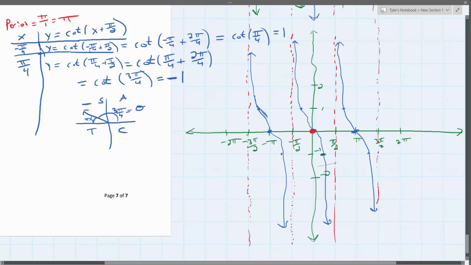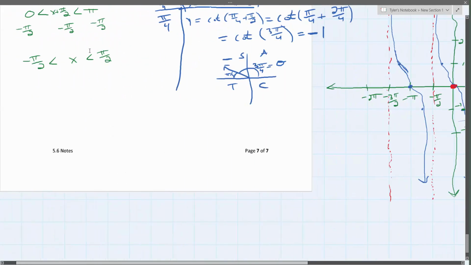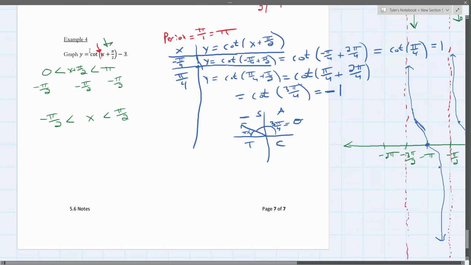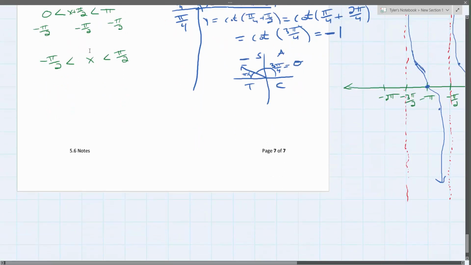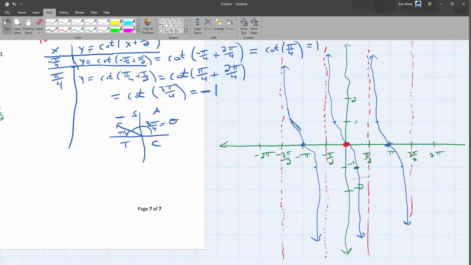Right. So remember, though, we're not done. This is without the vertical shift in it. So what's going to happen is we're just going to drop down 3 units.